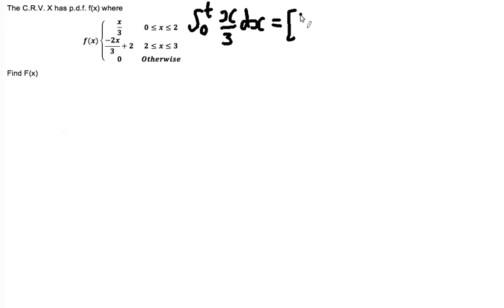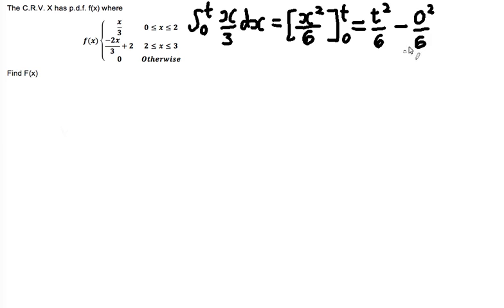When I integrate x, I'm going to get x squared. So when I divide a third of x by 2, I get a sixth of x. So we get x squared over 6 evaluated on the range of 0 to t. Now, when I substitute t in, we get t squared over 6 minus 0 squared over 6. So this one works out quite nicely for us, because 0 squared over 6 is 0.